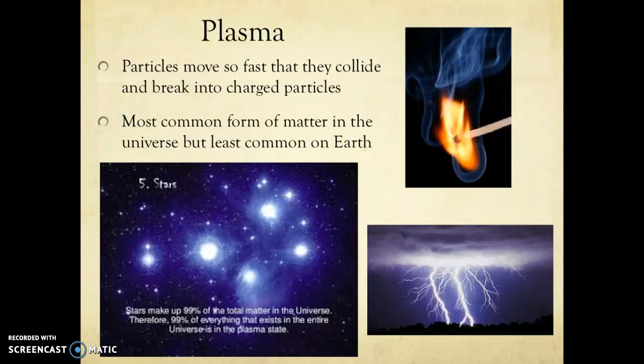And as you can see in the picture below the notes about the stars, stars actually make up about 99% of all the matter in the universe. That's a lot. And stars are made up of plasma. So almost all matter in the universe actually exists in the plasma state. So that's actually pretty amazing. It's not something we see a lot on Earth, but it actually does make up the majority of matter in the entire universe.